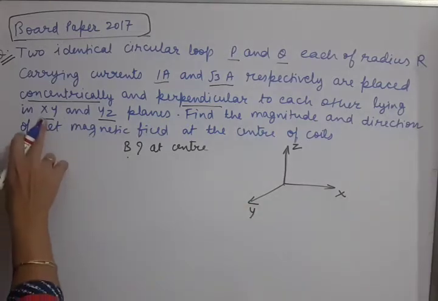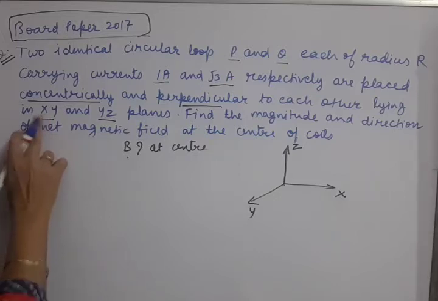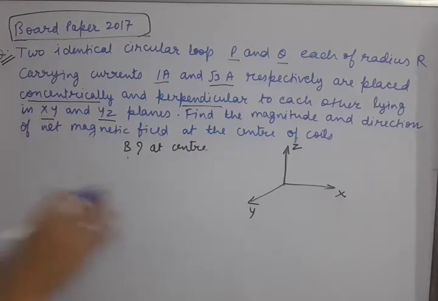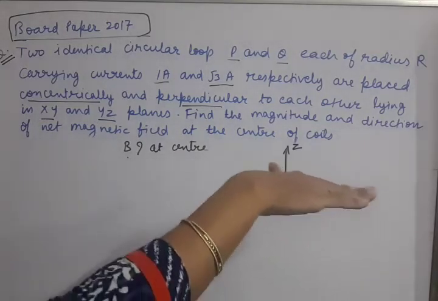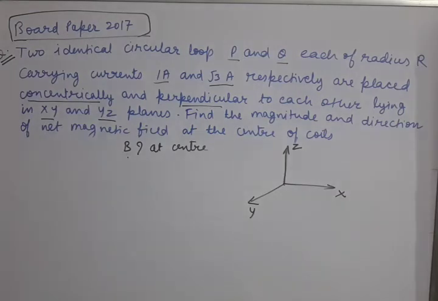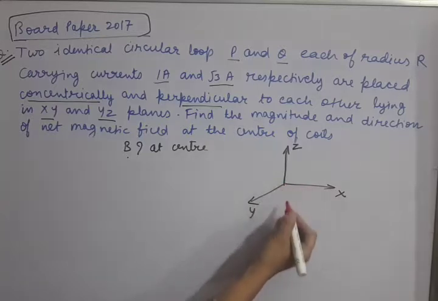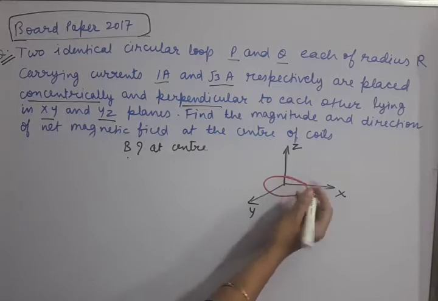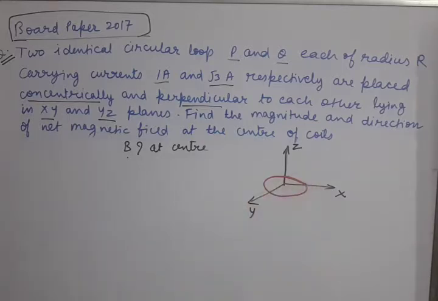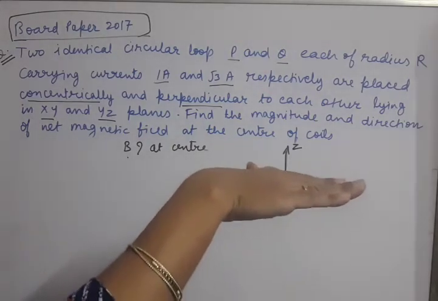Now, our first coil is placed in the XY plane. The XY plane is this horizontal plane, you see. So we have to draw the first coil horizontally. Suppose this is the center of the coil. Okay, this way we have placed it. It looks oval-shaped because we are seeing the side view of the coil.